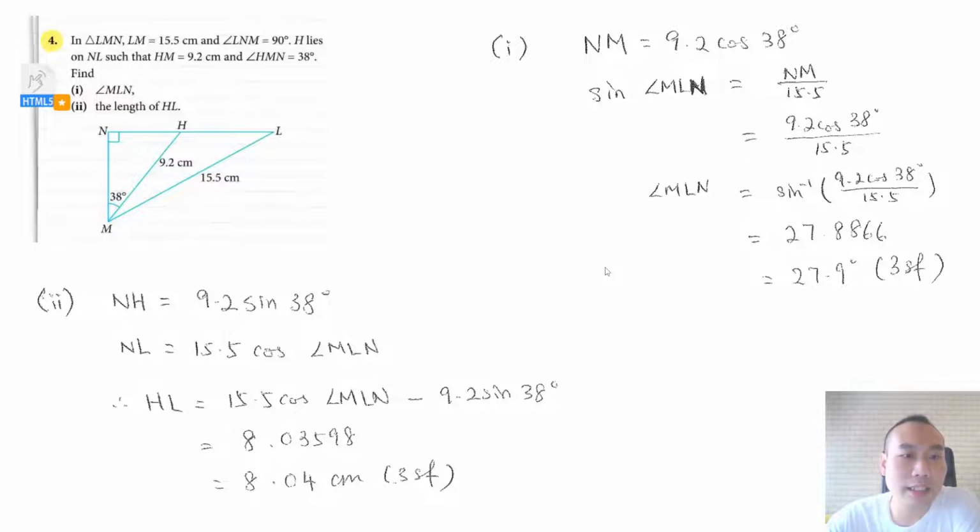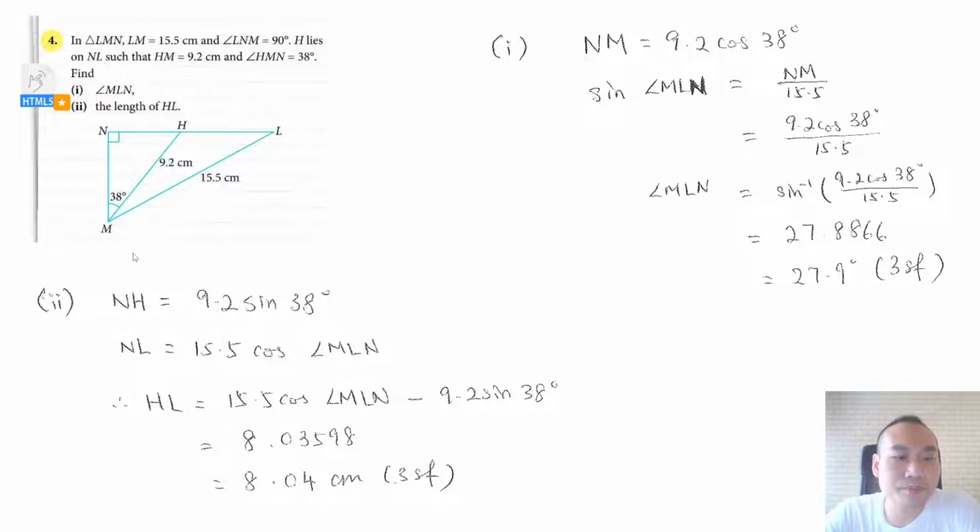Second part of the question, they want us to find HL. To find HL, if you are in upper secondary, you'll probably use what we call the cosine rule. But if you are in Sec 2 right now, which most of you watching this video probably are, then you have not learned the cosine rule, so your working is slightly longer. We need to find NL first. There is a technique you will learn in upper secondary where you do not need to find NL. There's a way to find HL directly using the cosine rule. Those of you who are interested, you can always look for me and I can teach it to you. No issue with that.